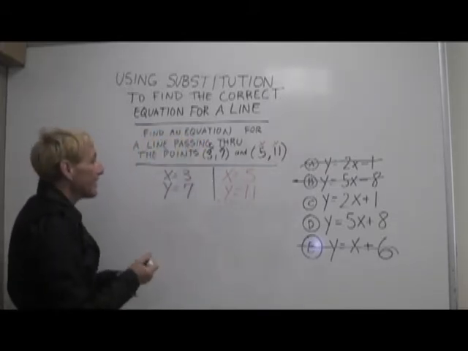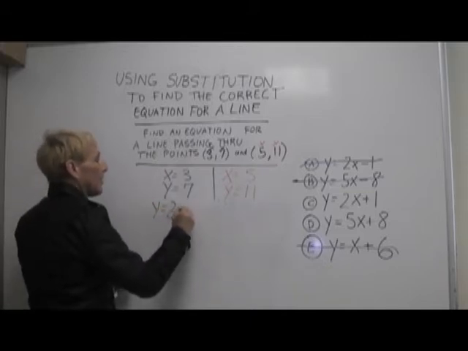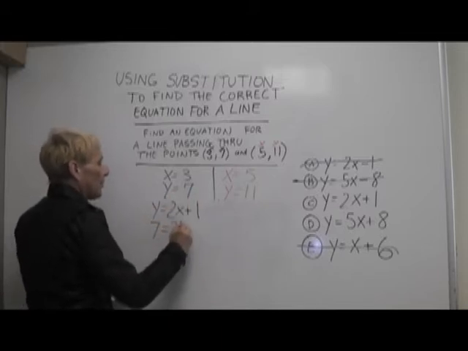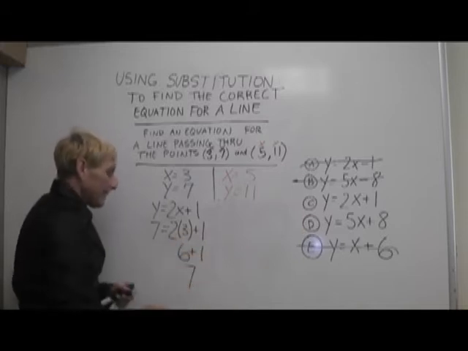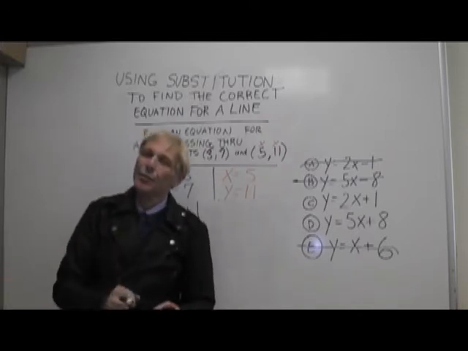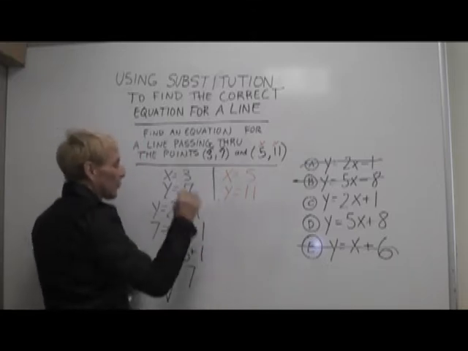All right, we're going to try C now. y equals 2x plus 1. 7 equals 2 times 3 plus 1. 2 times 3 is 6 plus 1. It's 7. And as you know, that's half right, but we know not to get too excited. It has to work for both. So let's try the second one.